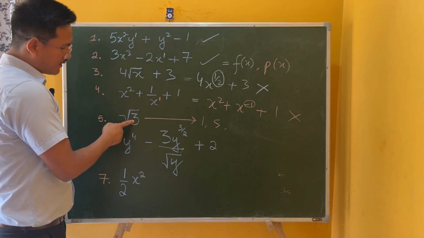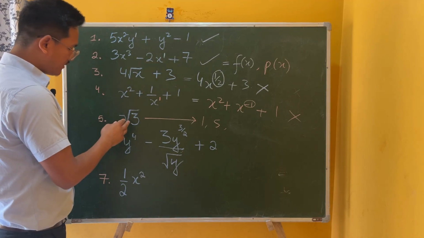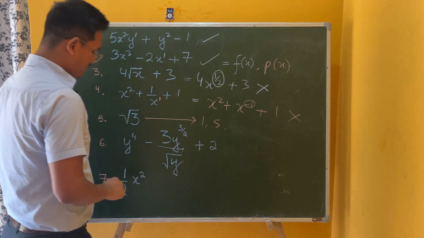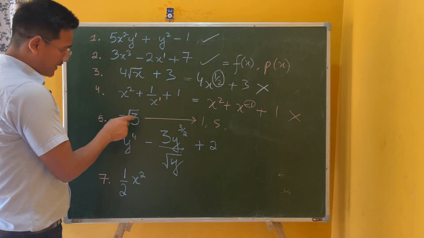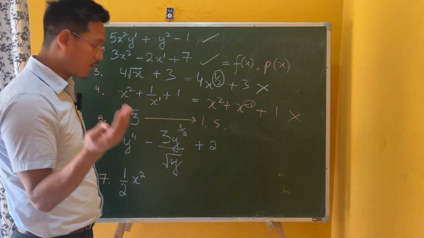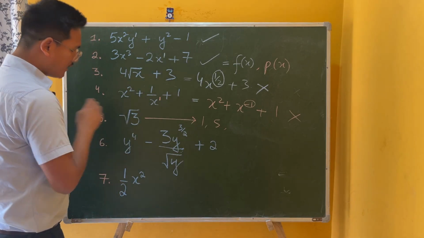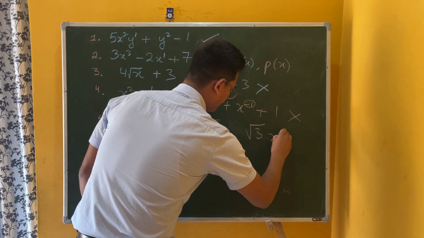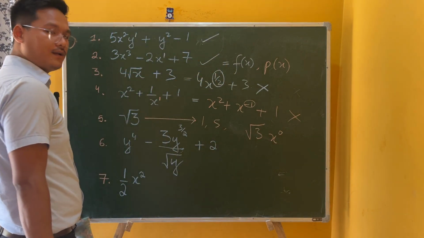So this at once is a constant, this is a number, but when you look at it through the lens of a polynomial, root 3 can be written as root 3 into x to the power 0, right?